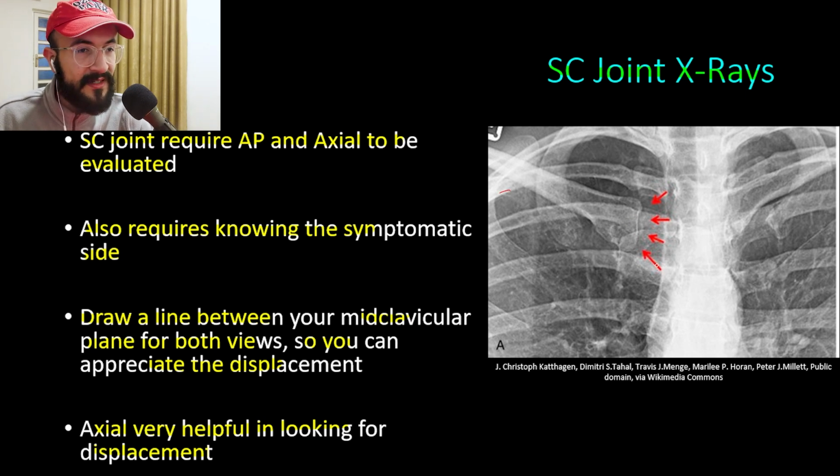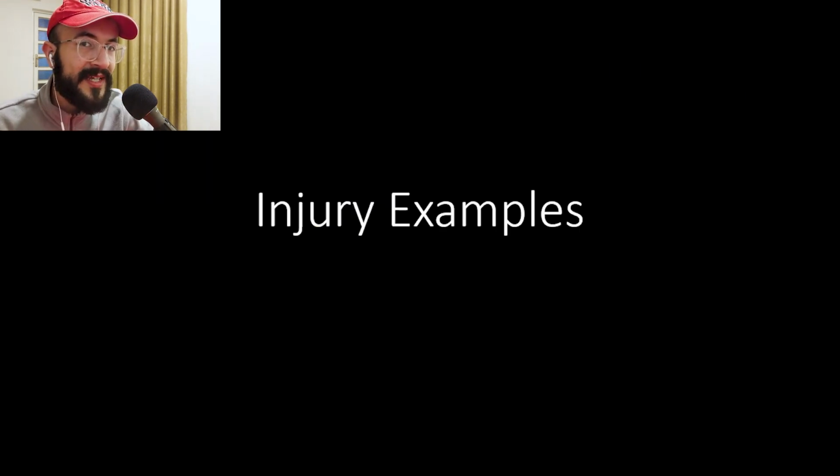So this x-ray here is an axial SC joint x-ray, and it is for a 24 year old person who dislocated their SC joint 1 year before. As we mentioned, we draw a line in the midclavicular plane like that. And as we can see, the clavicle on this side is dislocated and there are osteoarthritic changes on the end of the clavicle. Now let's talk about some injury x-ray examples.